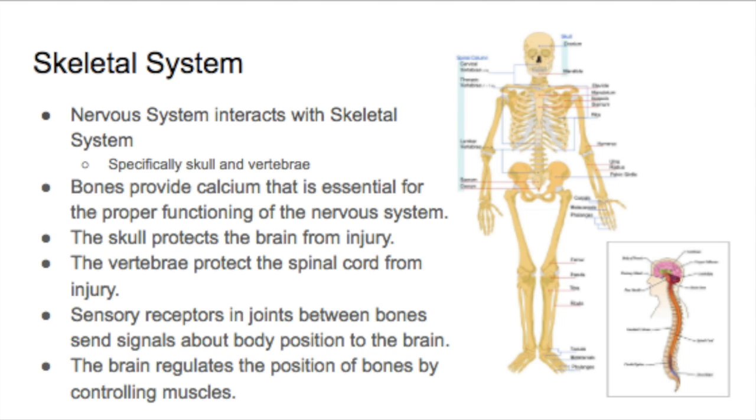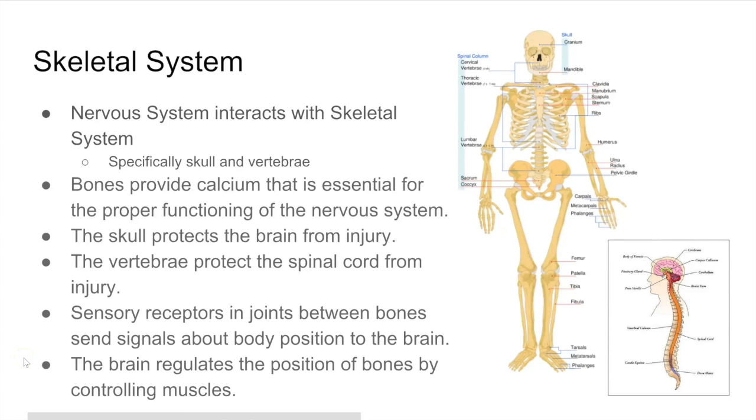The skull protects the brain from injury. The vertebrae protects the spinal cord from the injury. Sensory receptors in joints between bones send signals about body position to the brain. The brain regulates the position of bones by controlling muscles.